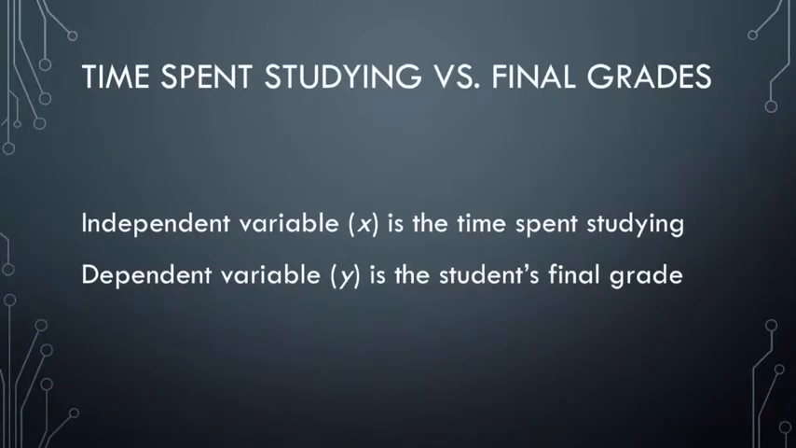So let's walk through a sample calculation together of OLS regression, comparing time spent studying versus final grade in a class, where the independent variable, x, is the time spent studying, and the dependent variable, y, is the student's final grade.